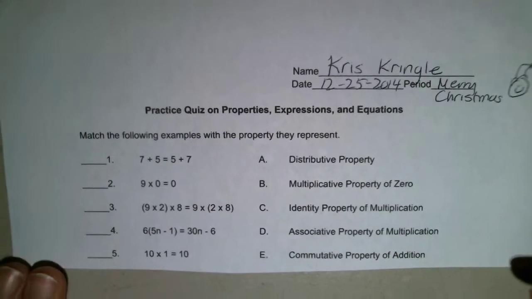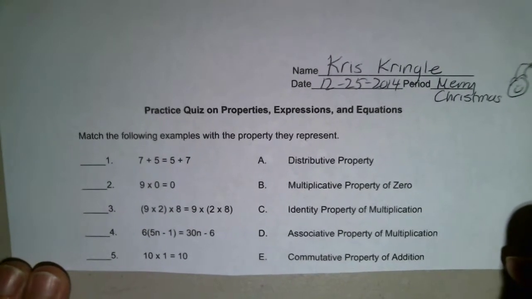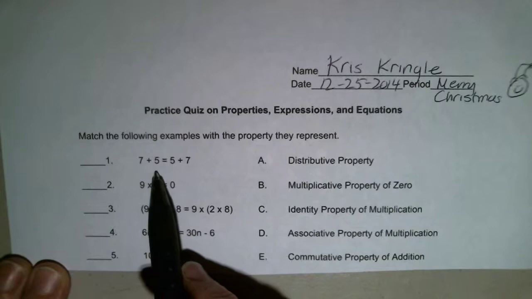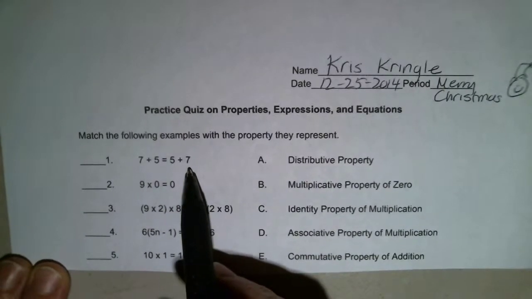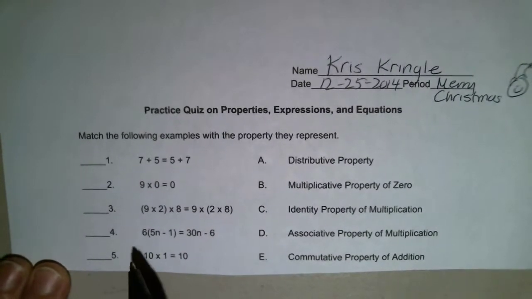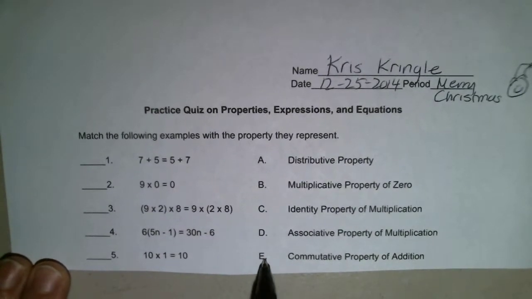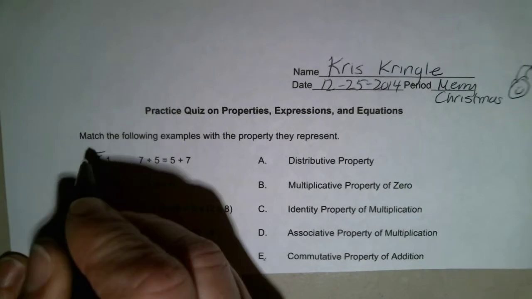This is the practice quiz on properties, expressions, and equations. Match the following examples with the property they represent. Number 1, 7 plus 5 equals 5 plus 7. The numbers have changed position in the addition expressions, so this is E, the commutative property of addition.